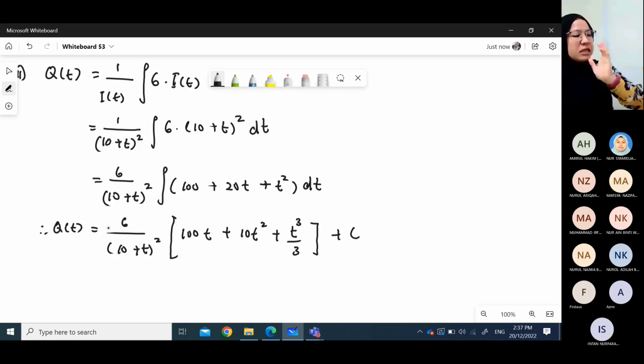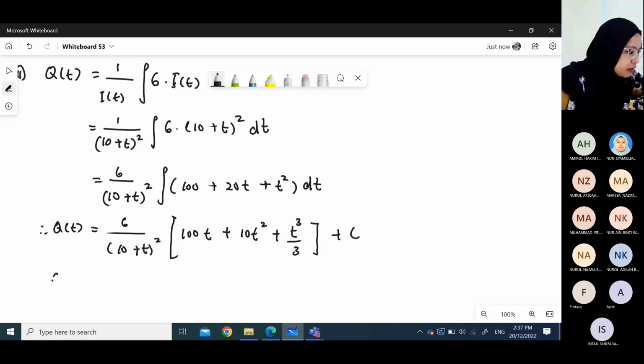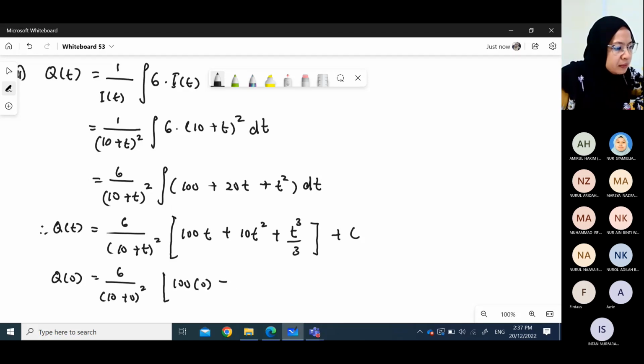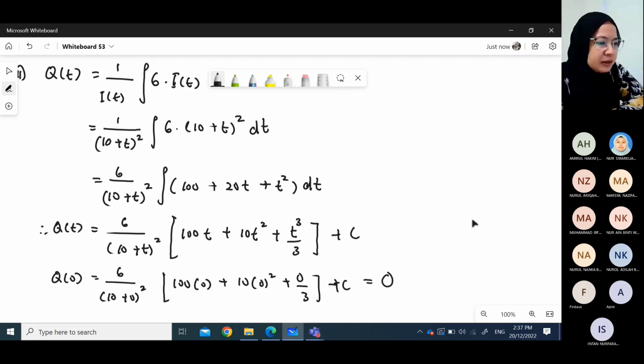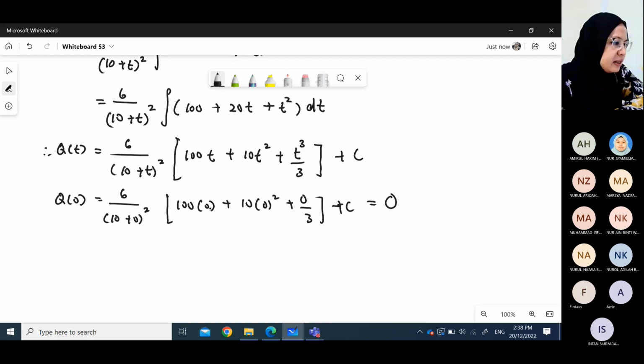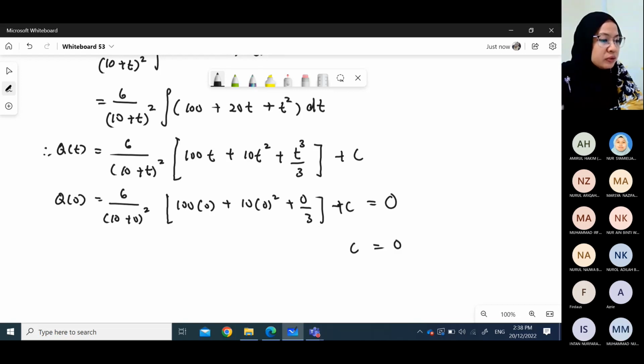So we enter, ataupun we substitute, t equal to 0. So here we have Q at 0 equal to 6 over (10 plus 0) to the power of 2, multiplied with 100 times 0 plus 10 times 0 squared plus 0 over 3 plus c, equal to 0. Okay. So you cari nilai dia. So inside here semua kita akan dapat kosong. So 0 multiply with 6 over 10 squared, we have 0. So here c equal to 0.